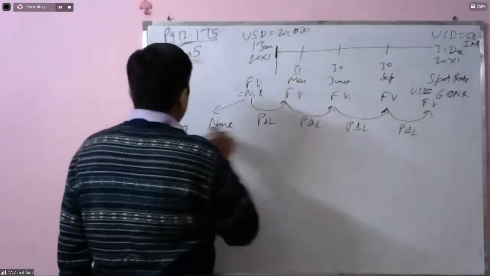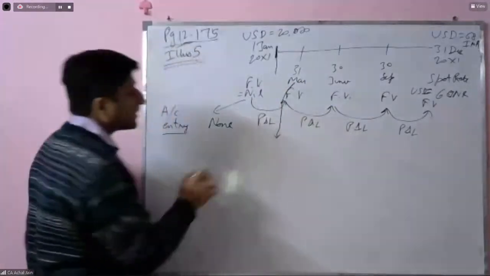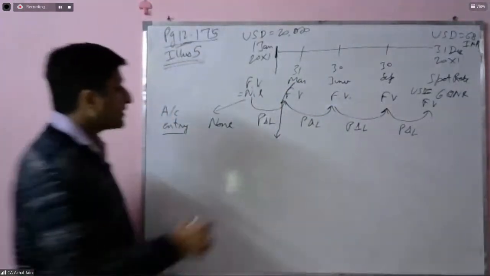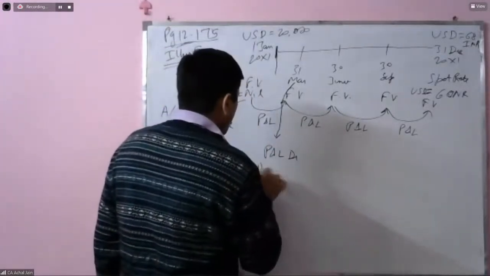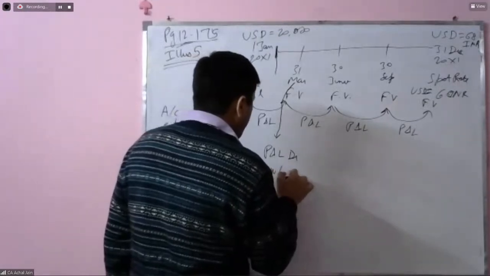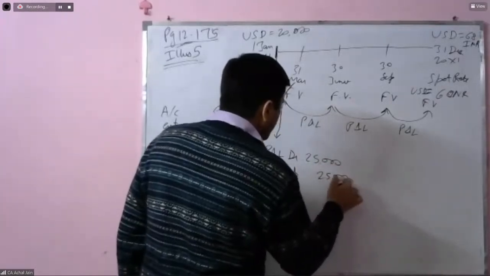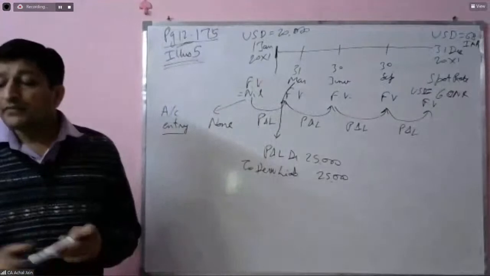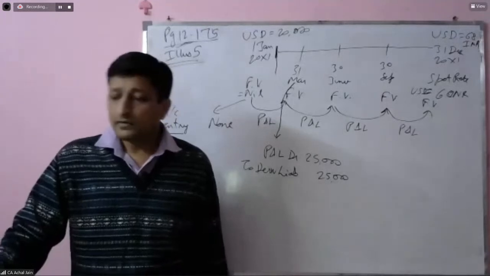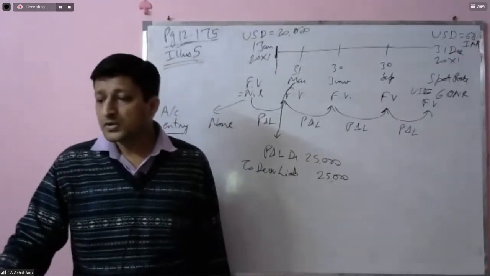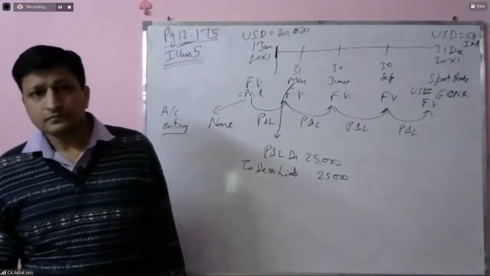So this was the accounting entry on this date. I'm not putting the dates, I'm just putting the accounting entry. P&L debit to derivative liability, 25,000. And why are we recording this at 25,000? Because this is the fair value at which we need to record this. Correct? Okay.